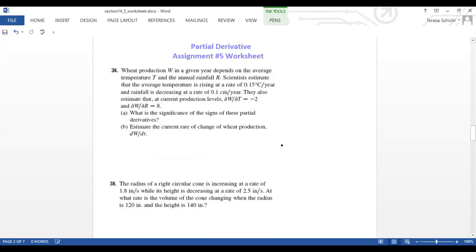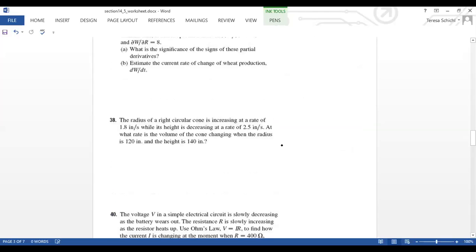Let's do another one here. Let's take a look at number 38. The radius of a right circular cone is increasing at the rate of 1.8 inches per second, while its height is decreasing at a rate of 2.5 inches per second. At what rate is the volume of the cone changing when the radius is 120 and the height is 140?